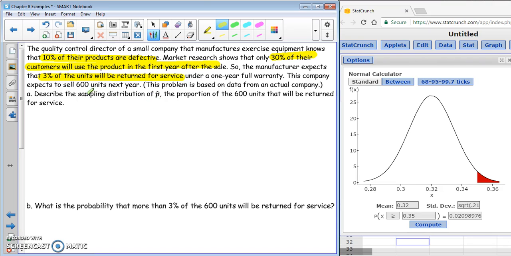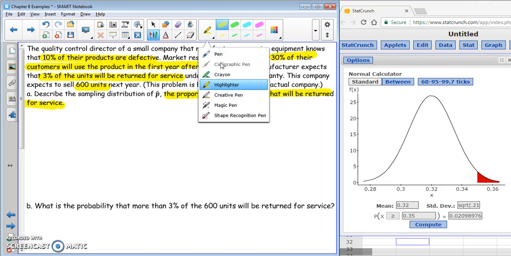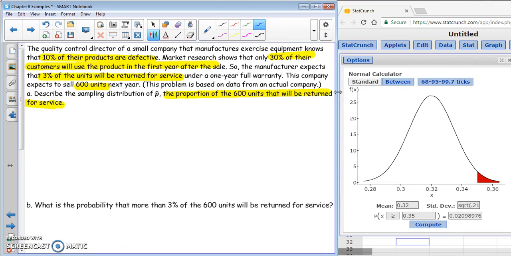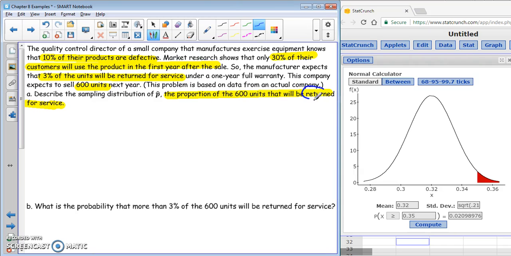The company expects to sell 600 units next year. Describe the sampling distribution of p hat, the proportion of the 600 units that will be returned for service. So a lot of percents going on here, but we have to focus on the proportion that will be returned for service. So 3% is what we're looking at. So that's our p.